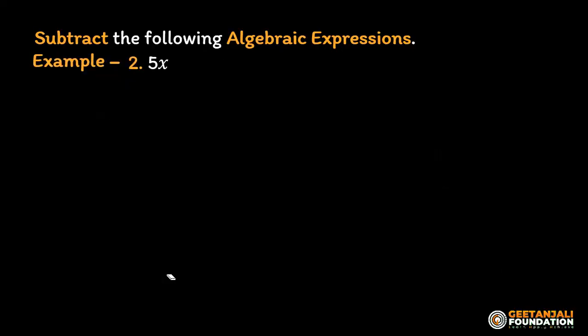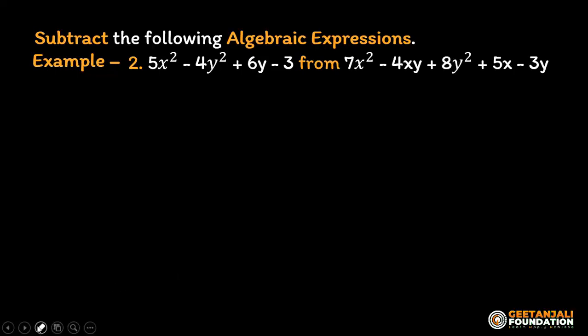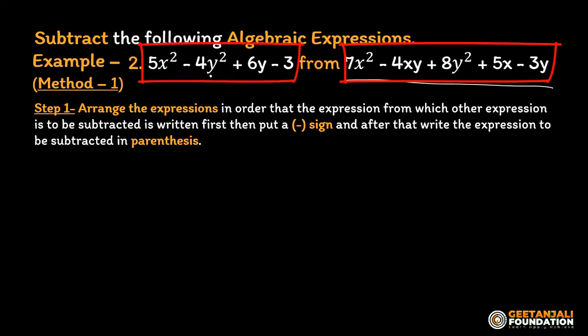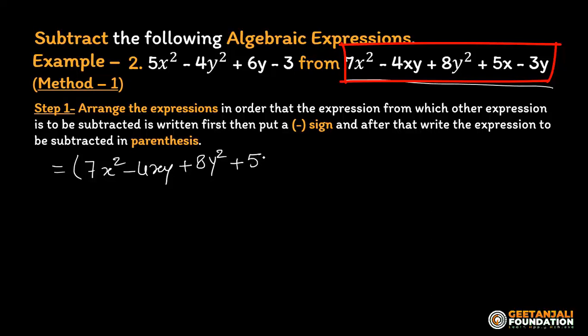Now example 2. In this we have to subtract 5x squared minus 4y squared plus 6y minus 3 from 7x squared minus 4xy plus 8y squared plus 5x minus 3y. So we are going to follow method 1 here first. So we will arrange these expressions. We will take this expression first because from this expression we have to subtract this expression. I'll write this expression in parentheses. It is 7x squared minus 4xy plus 8y squared plus 5x minus 3y. So I have written the first expression.